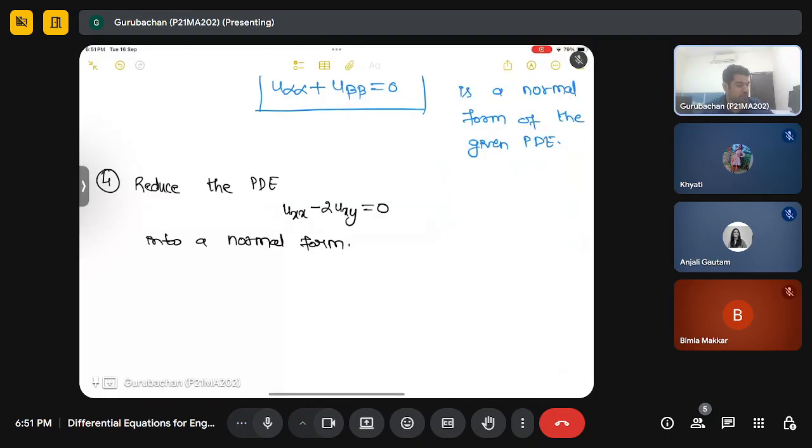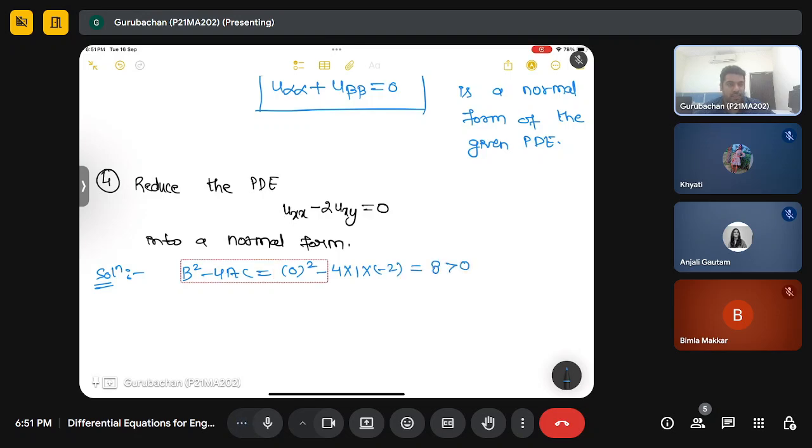So let us first classify this PDE. Here the value of B is 0, you can clearly see that, and a is 1 and c is minus 2. So 0 squared minus 4 into 1 into minus 2 is 8, which is greater than 0. That means the given PDE is hyperbolic.